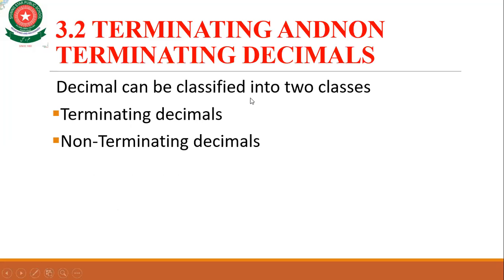Now we are going to discuss some rules about terminating and non-terminating decimals. Decimals can be classified into two classes. Number one, terminating decimals, and number two, non-terminating decimals.